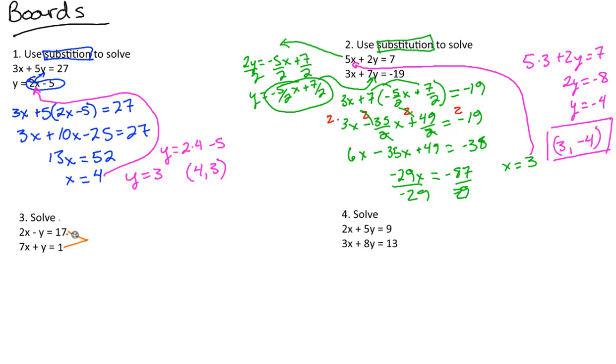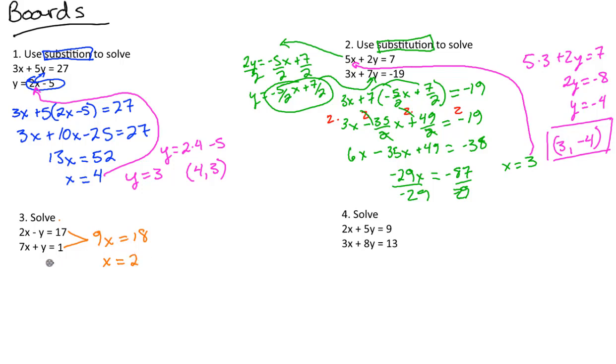I'm going to put it like this. You could add them straight down. 2x plus 7x is 9x. 17 and 1, that's 18. So we get 9x equals 18. X equals 2. Oh, good.